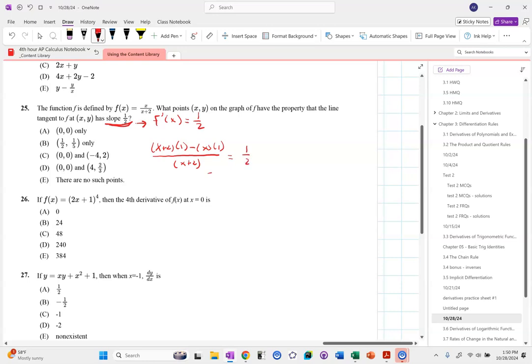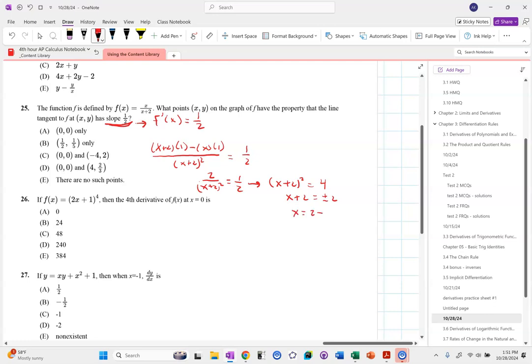So when I do that, I just get 2 over x plus 2 squared. So if I just cross multiply, I get x plus 2 squared is equal to 4. If we square root both sides, I get x plus 2 is plus or minus 2.